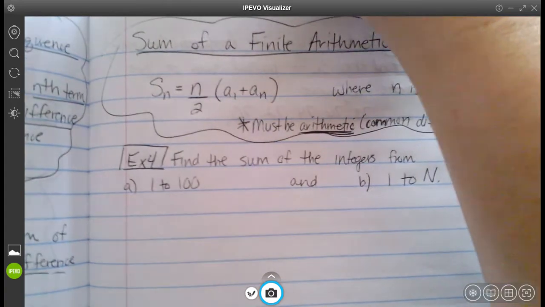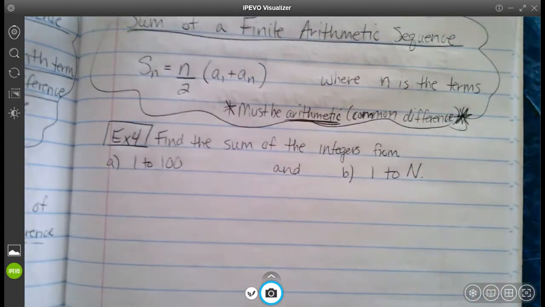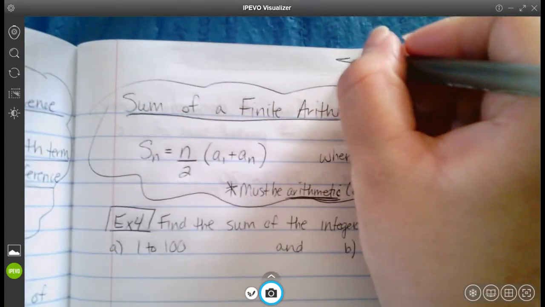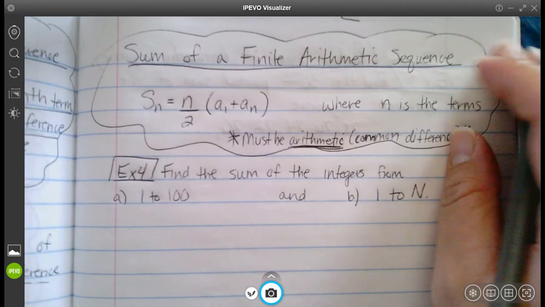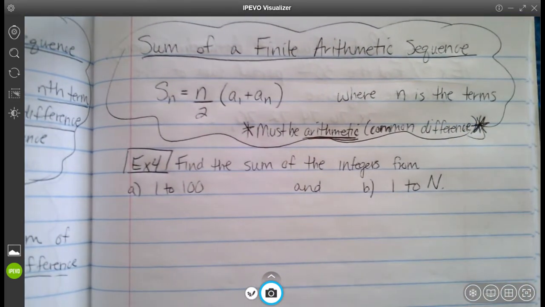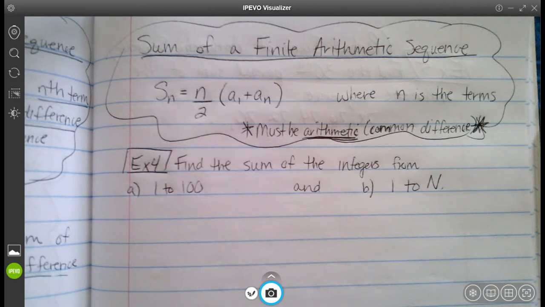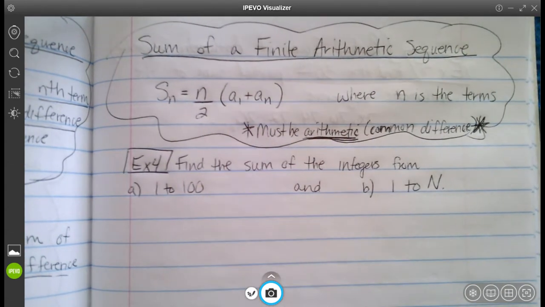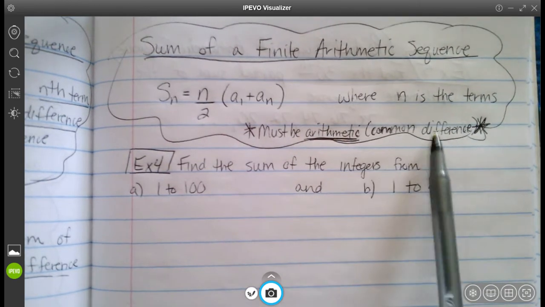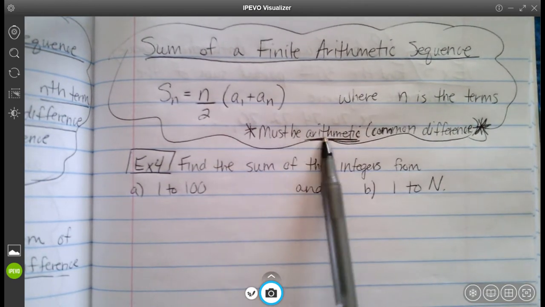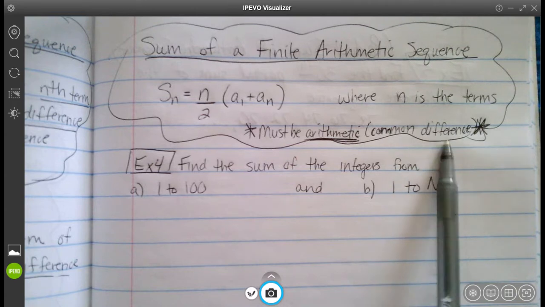So we did talk about summations in the previous one. That was the one with that weird looking E thing. Okay, it's called a summation. But now we have another formula for a finite sequence, but it has to be arithmetic. So that means that the only way this formula would work is if the sequence has a common difference. So I just put here, it must be arithmetic, which means it has a common difference.